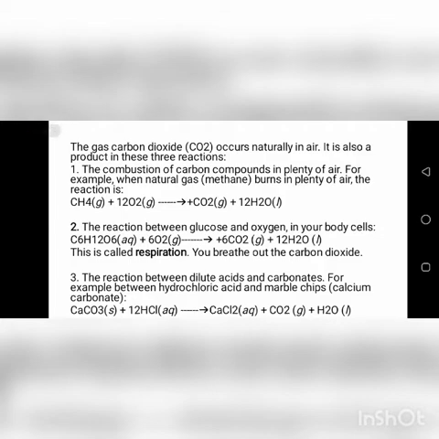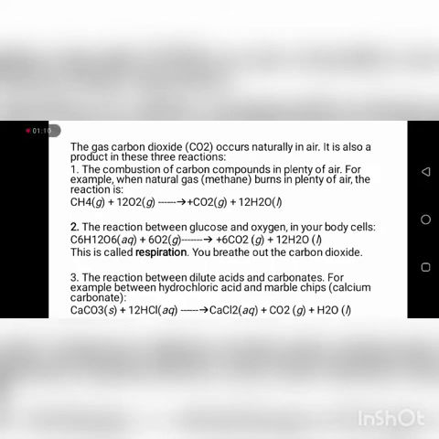The first one is the combustion of a carbon compound in plenty of air. When you burn a carbon compound in excess air, for example, natural gas, which is methane, the reaction is given below. It's going to give you carbon 4 oxide and water. So that is one reaction from which you can get carbon 4 oxide.